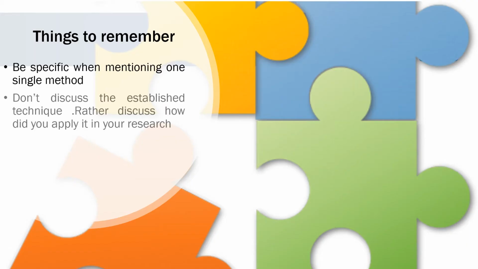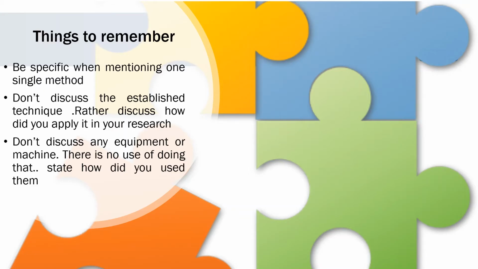The third thing: you don't have to mention the established techniques. For example, if you want to discuss the method of sampling, don't describe the methodology of single blind and double blind. Everyone knows about the single blind and double blind techniques of sampling.